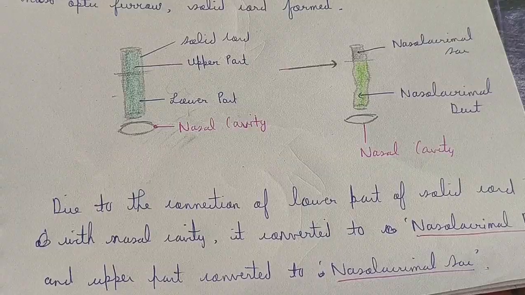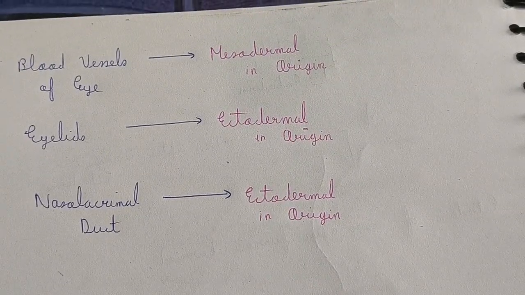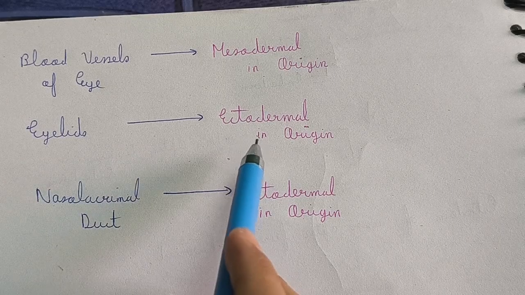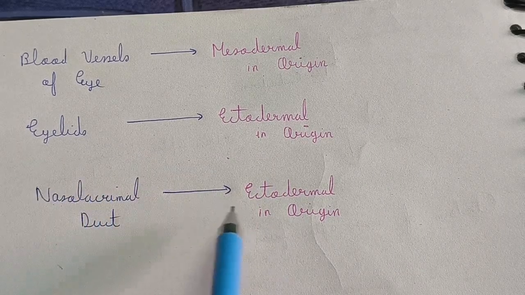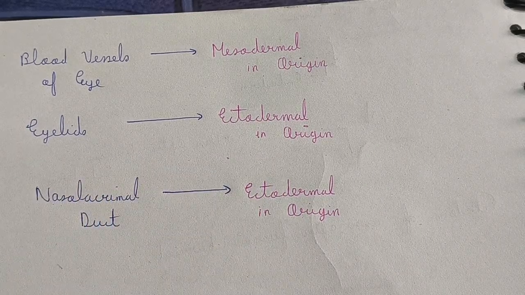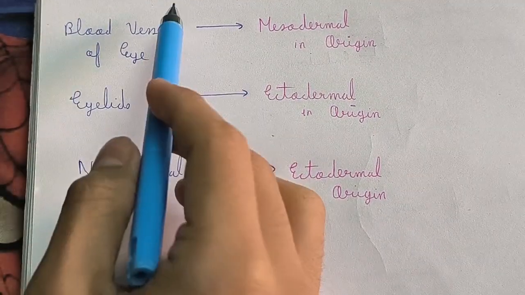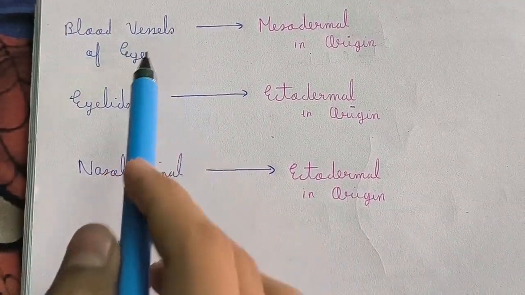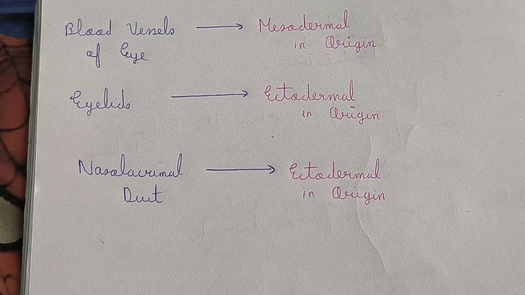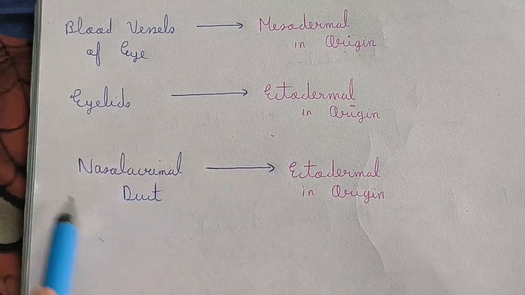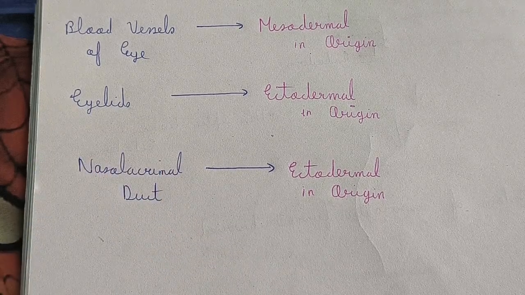So now I am going to write. So that's it: blood vessels of the eye are mesodermal in origin, eyelids are ectodermal in origin, and the nasolacrimal duct is ectodermal in origin. So in today's video you learned about the development of blood vessels of the eye and how the lens becomes avascular from a vascular structure, and about the development of eyelids and the nasolacrimal duct. So that's all about today's video, and thank you for watching.